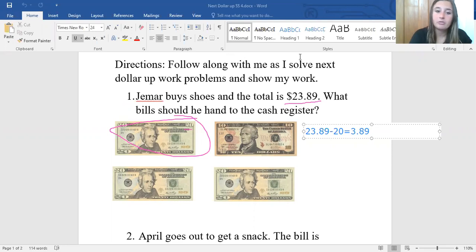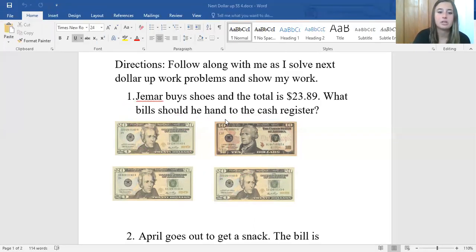Now we're going to flip that around. If the amount is smaller than the smallest bill that you have, and that is true, the smallest bill I have is a 10, so I want to use my smallest bill. So in order to cover my purchase, or Jamar's purchase of $23.89, he should hand them 20 and a 10. You'll get some change, but that's okay. It's all about making sure you have enough.